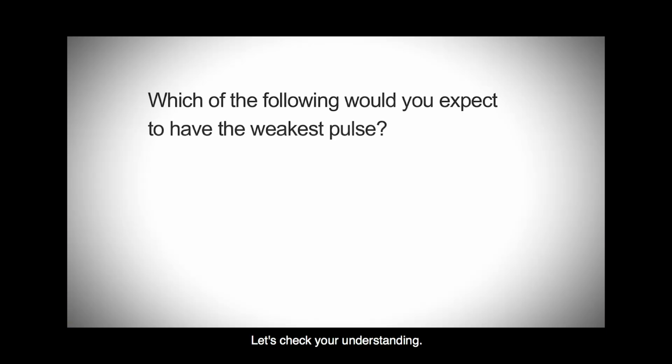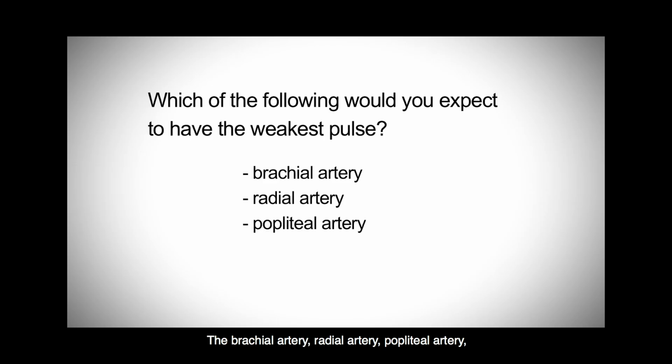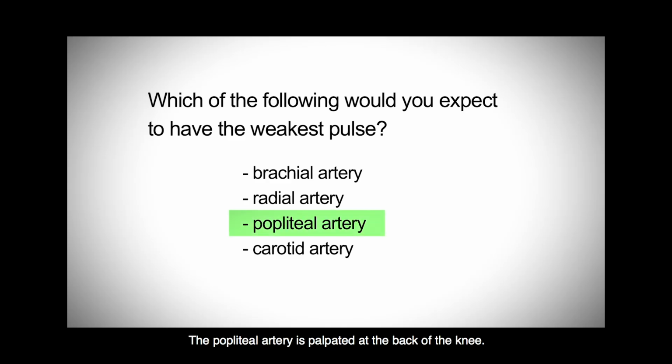Let's check your understanding. Which of the following would you expect to have the weakest pulse? The brachial artery, radial artery, popliteal artery, or carotid artery? The popliteal artery is palpated at the back of the knee. Of the arteries listed, the popliteal artery is the farthest from the heart.